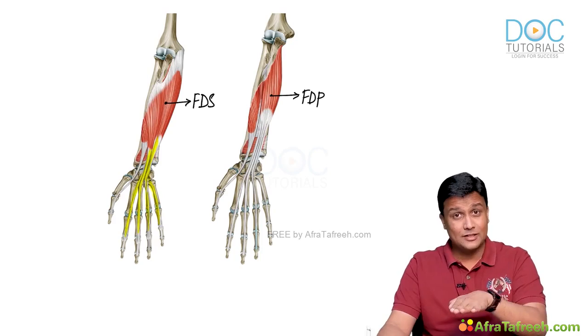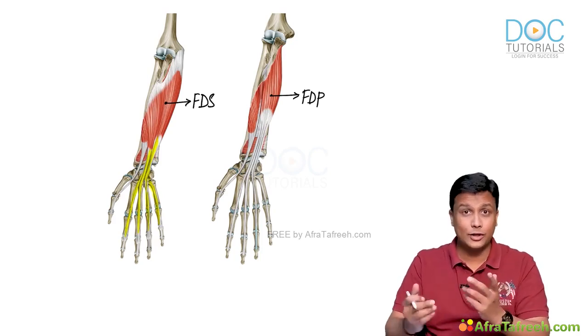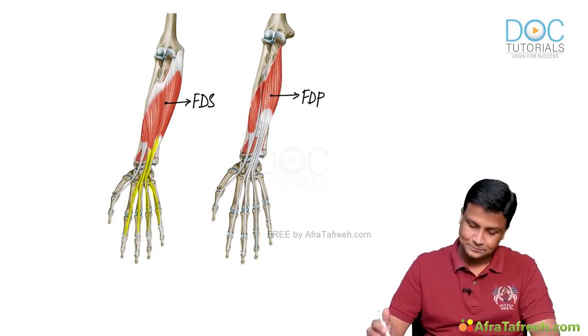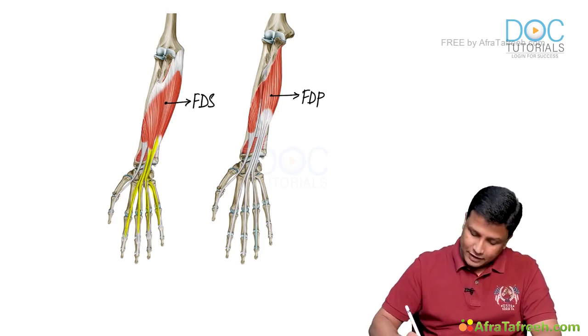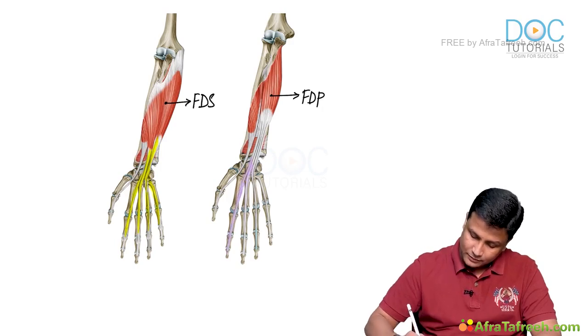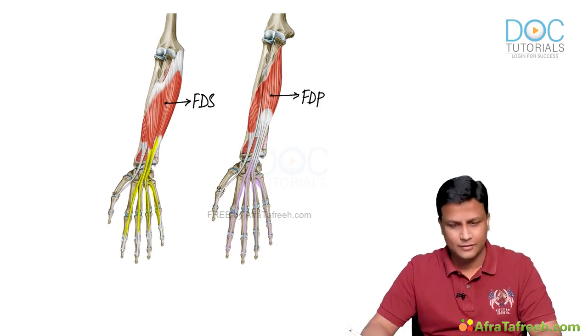Then how can you differentiate FDS and FDP? Flexor digitorum superficialis and flexor digitorum profundus. How are you able to differentiate that? I'll tell you the trick here. What you do is you just follow the tendon of FDP. The tendons of flexor digitorum profundus are going and getting inserted into the distal phalanx. All the way they are going and getting inserted into the distal phalanx.